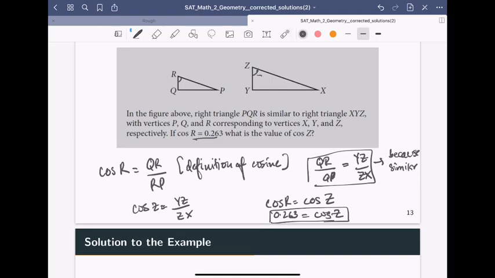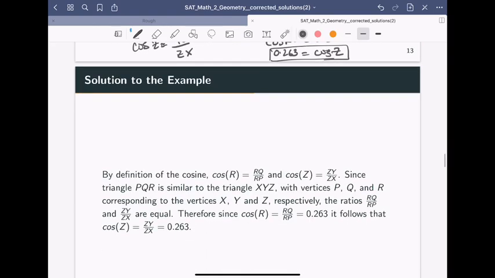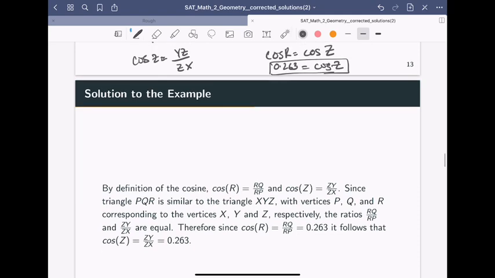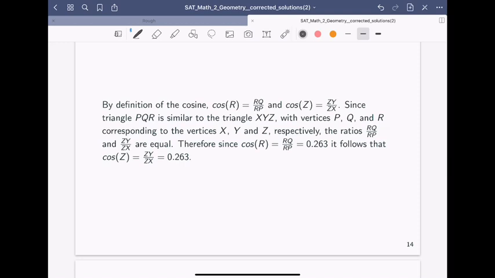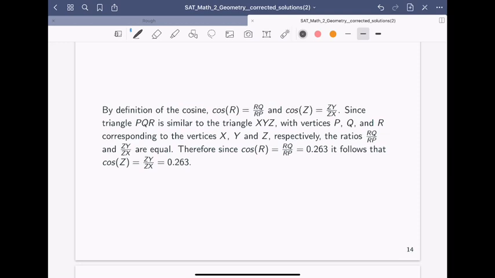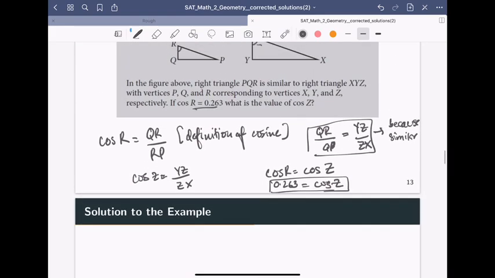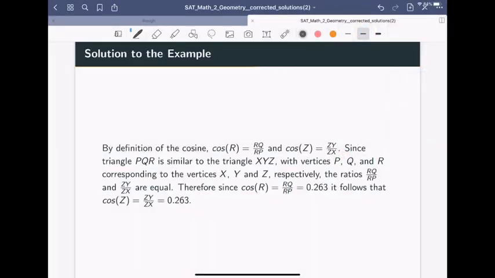Pause the video a little bit and try to understand what just happened here. And here's the solution to the example as well. I've written down how I worked through this, so you can pause the video and have a go at it yourself. And this was entirely it with regards to congruent and similar figures. Next we have another topic.